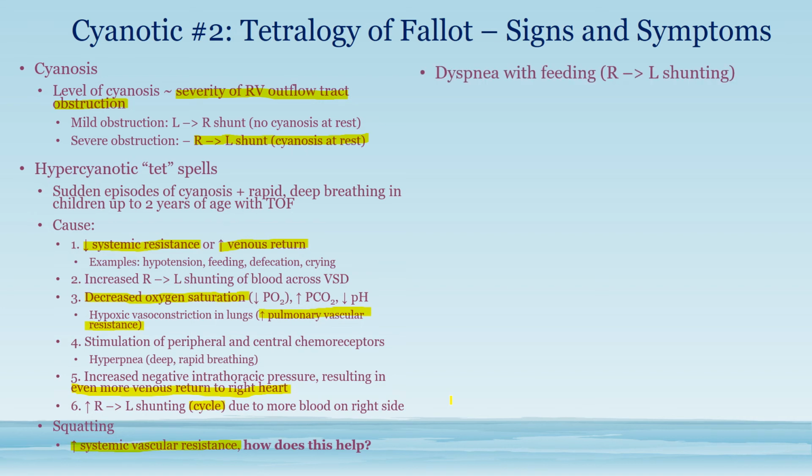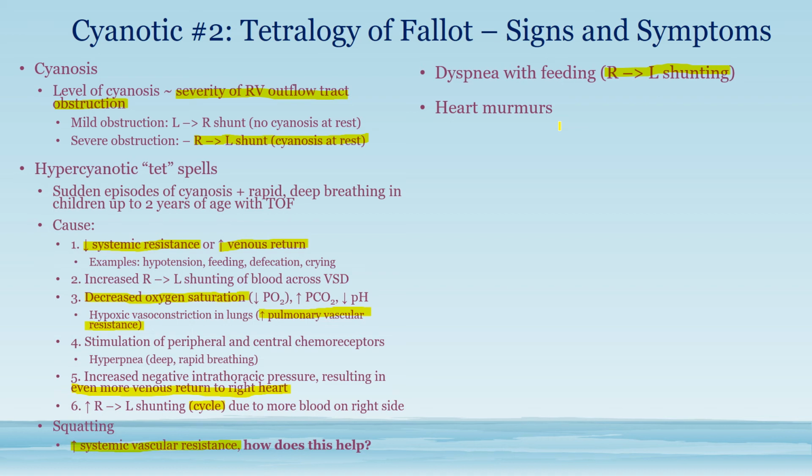So now let's talk about dyspnea with feeding. So you get dyspnea with feeding with Tetralogy of Fallot because you get more right to left shunting. Whenever you're feeding, you're going to have a decreased intrathoracic pressure and more venous return with more blood coming into the right heart, and you get right to left shunting. So this is why you get dyspnea with feeding. The heart can't meet the metabolic demands of the body.